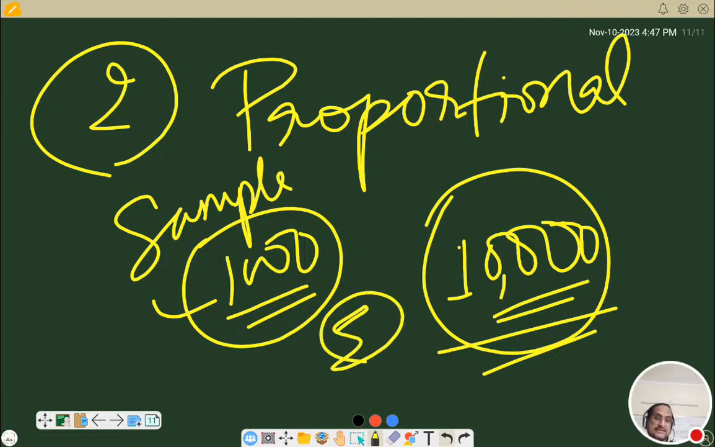That will not do justice, because 5 people may be coming from the same area of Bihar or Jharkhand, the same area of Tamil Nadu or Kerala. So it has to be proportional. According to the size of the population, the sample will have its own size, its own capacity. First is goal oriented, then it is proportional or representative.